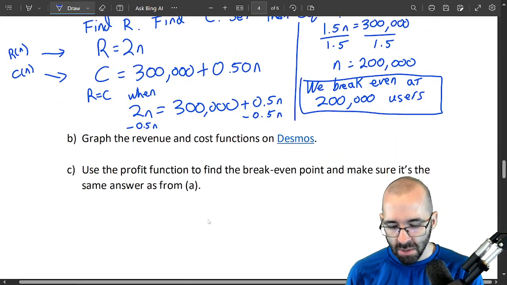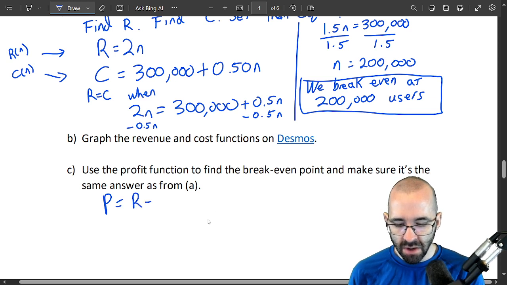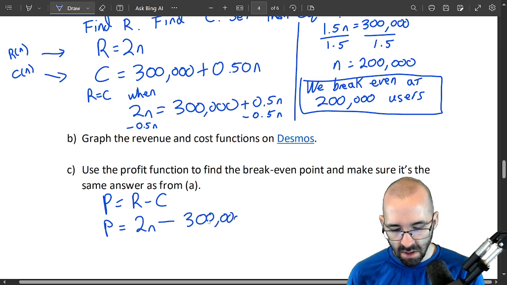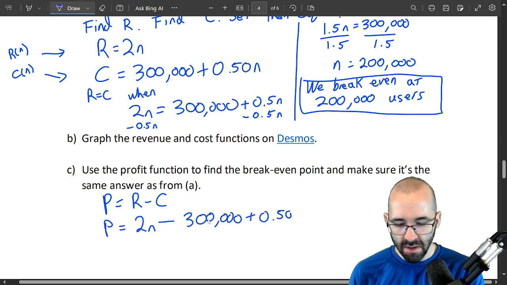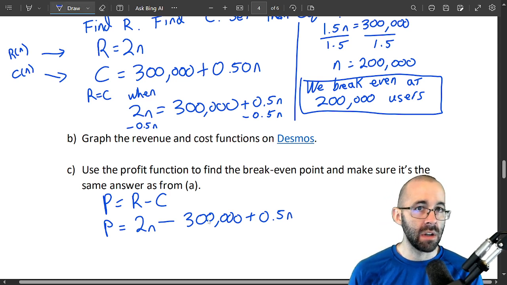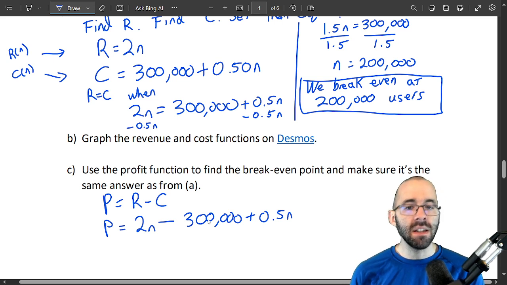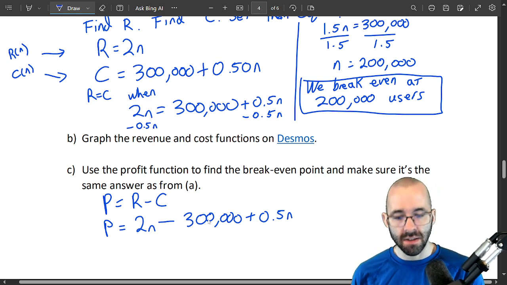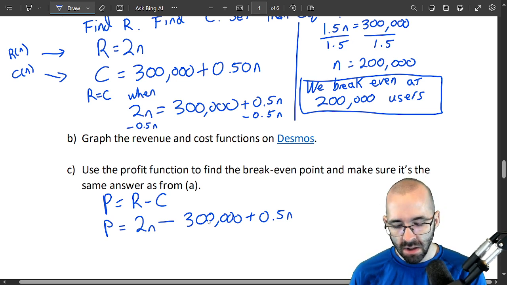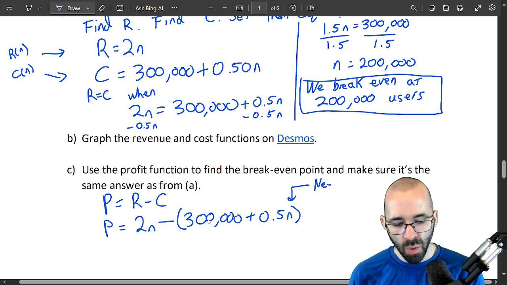So profit is equal to revenue minus cost. What is revenue? 2N. What is cost? 300,000 plus 0.5N. And I've made a tiny mistake here, but a very common one. We need to subtract the whole cost, but currently we're only subtracting the 300,000. So we need parentheses when we subtract the cost. Always watch out for that.